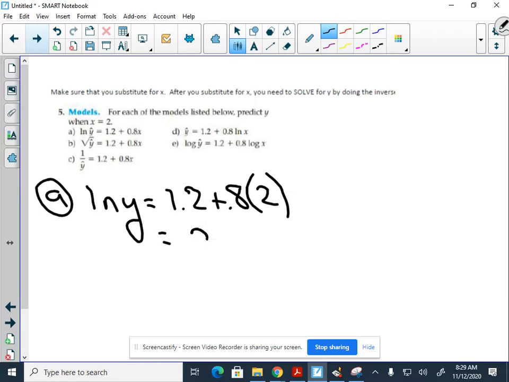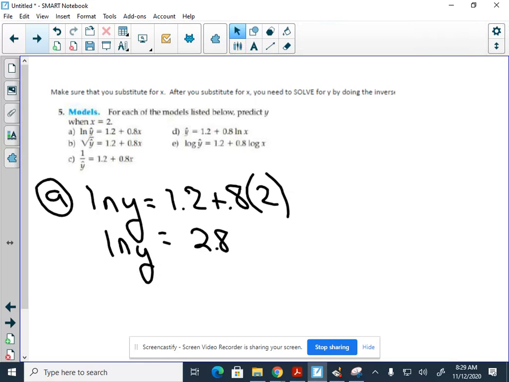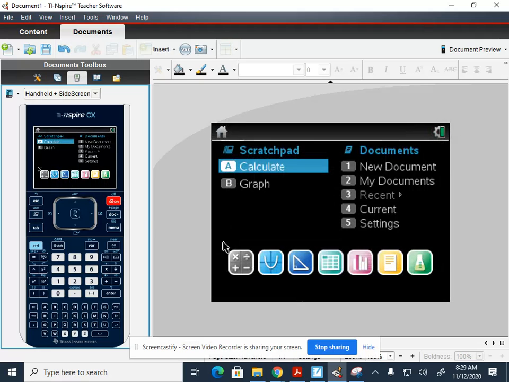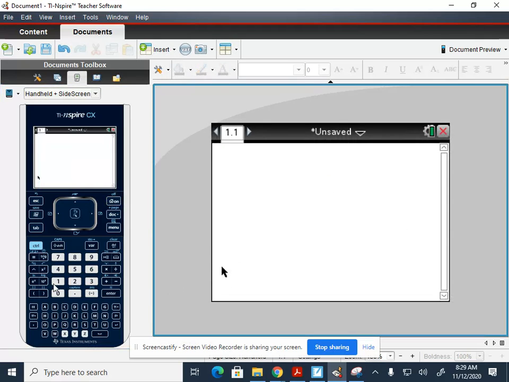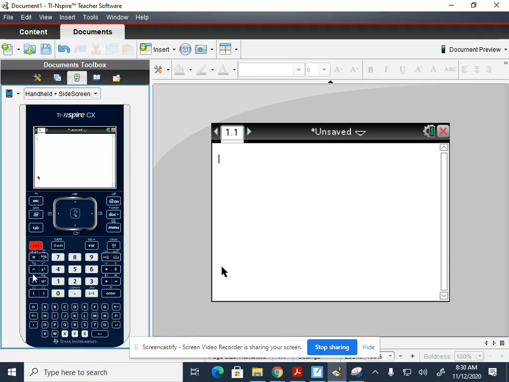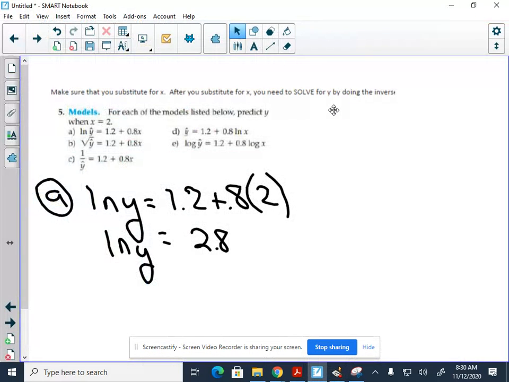But if you put this in, you're going to get 2.8, and that equals the ln of y, which is the natural log of y. So you're going to need to undo that. And one of my pieces of advice on your calculator is you look for where the natural log is. The natural log is on this button, if you see me moving my mouse here, and the opposite of the natural log is e raised to the power. So if you take e to the 2.8, you get 16.44, and that will be the answer.